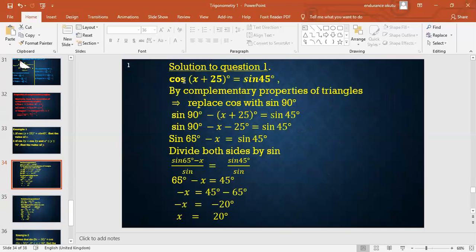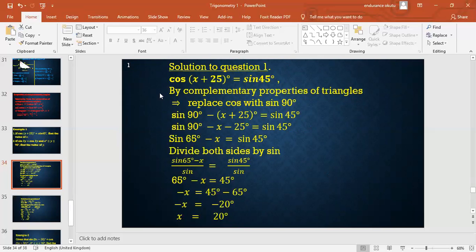Solution: the question is cos of X plus 25 degrees equal to sine 45. Now, by the complementary properties, we were told that sine X is equal to cos of 90 degrees minus X, and cos X is equal to sine of 90 degrees minus X.